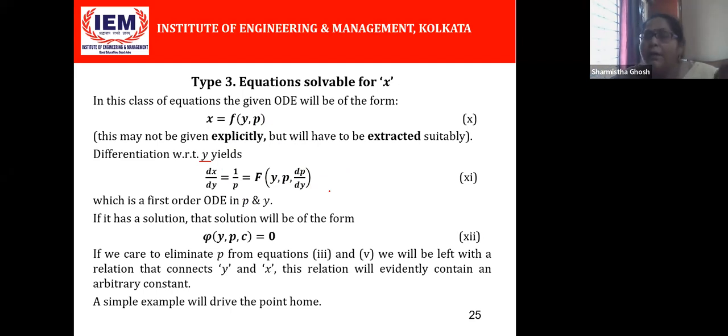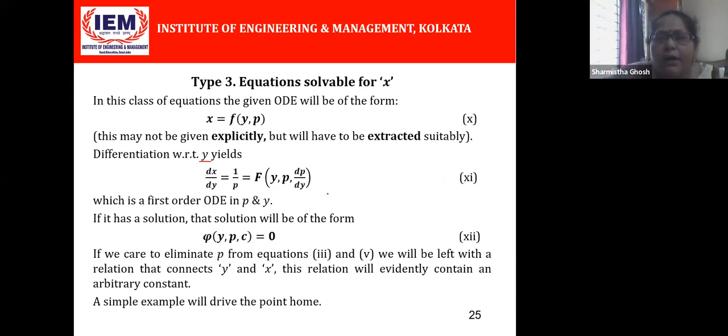It's not there. Earlier, in type 2, y had gone away when we differentiated with x. And now when we differentiate with y, x has gone away. So it is now a first order equation in p and y. Basically, these are the variables, and of course you have the derivative dp/dy. As I told you, the situation is very similar. You can just think of it as if the roles of x and y have been interchanged. The rest is all the same.